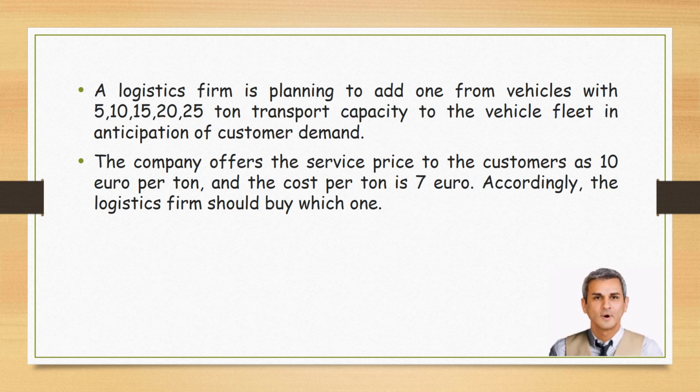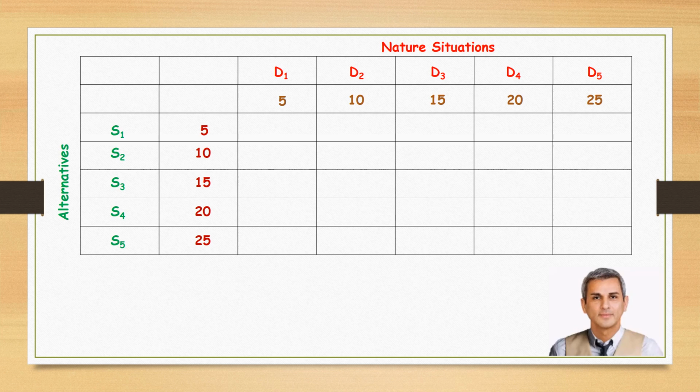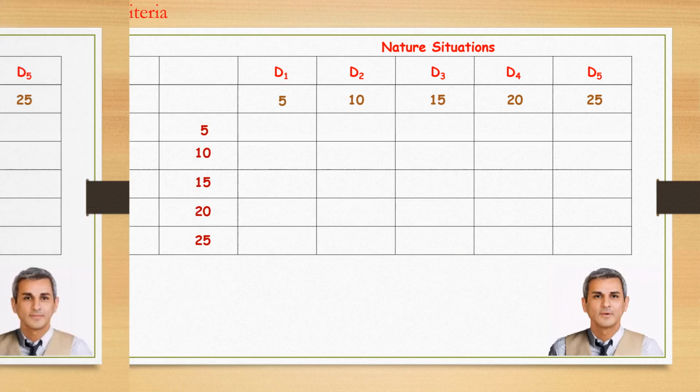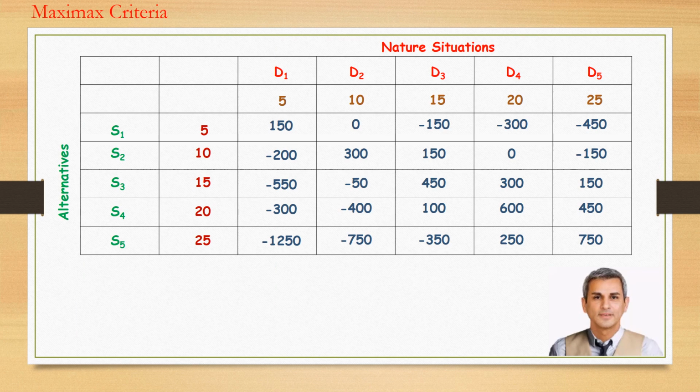A logistics firm is planning to add one vehicle with 5, 10, 15, 20, or 25-ton transport capacity to the vehicle fleet in anticipation of customer demand. The company offers the service to customers at a price of €10 per ton, and the cost per ton is €7. Accordingly, which one should the logistics firm buy? First of all, we can start by creating the decision table as shown in the presentation. Each alternative has different gain and loss values in the frame of varying states of nature.